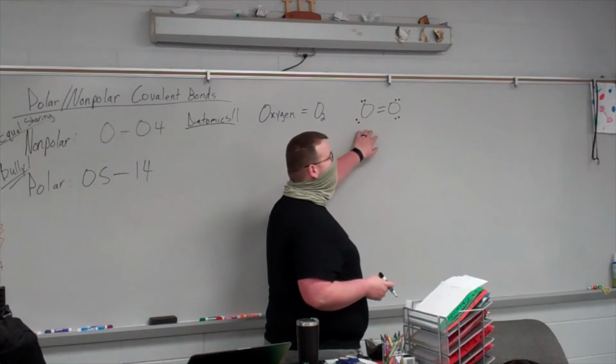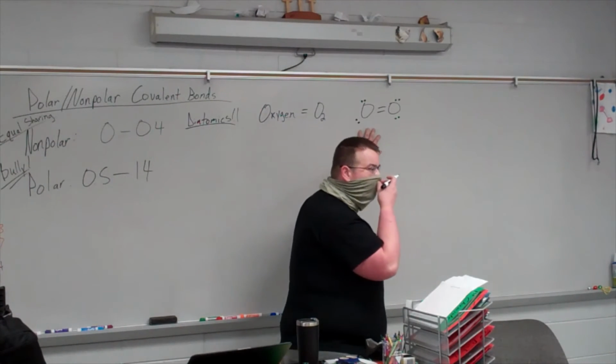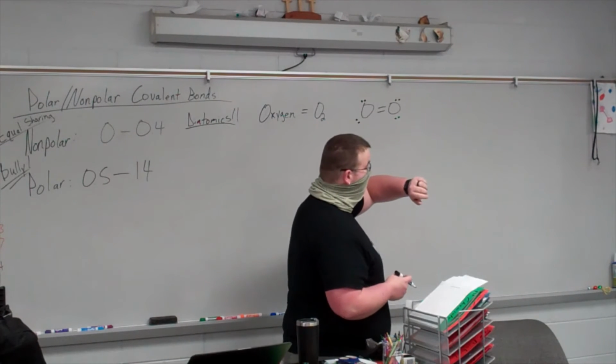Well, let's go here for a second to show you. Okay, what's the electronegativity value for oxygen? 3.5.